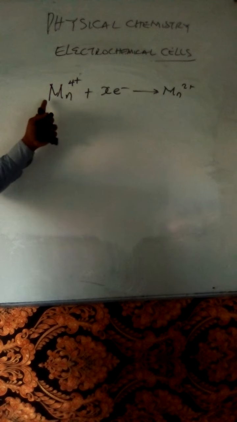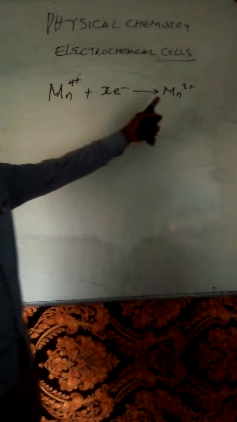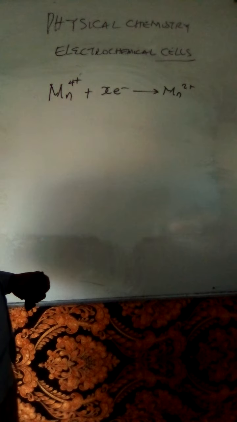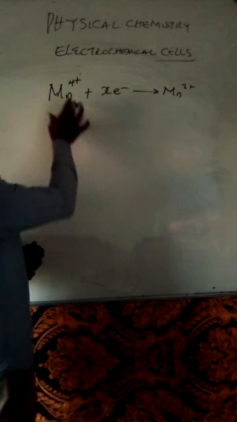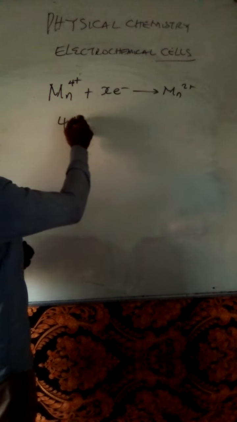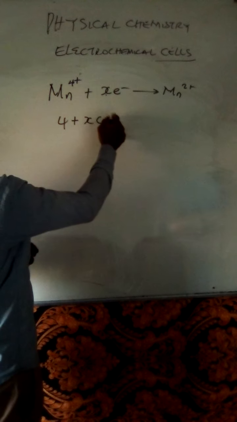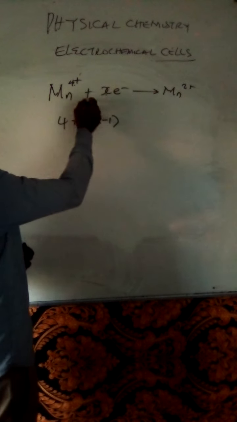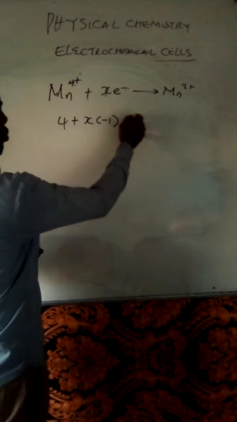For us to balance a half cell equation, the first thing we have to do is to make sure that the atoms are balanced. We have one atom of manganese here, we have also one atom of manganese over there. So we have to balance the electrons. First of all balance the atoms, and then the electrons come next. To balance the electrons, we add the charges on both sides. The charge here is 4. The charge here is S times minus 1. Then the charge here is 4 plus S times minus 1, equal to the charge over there, which is 2.